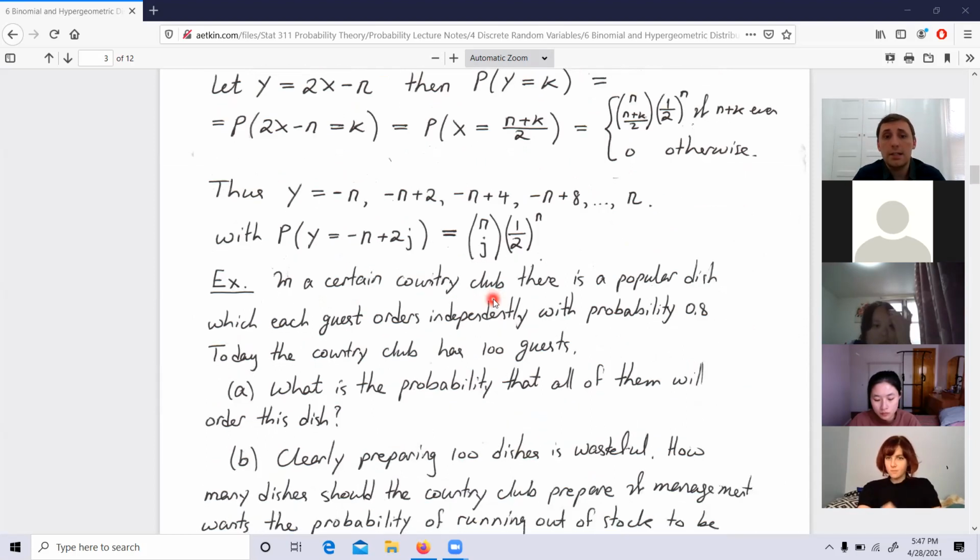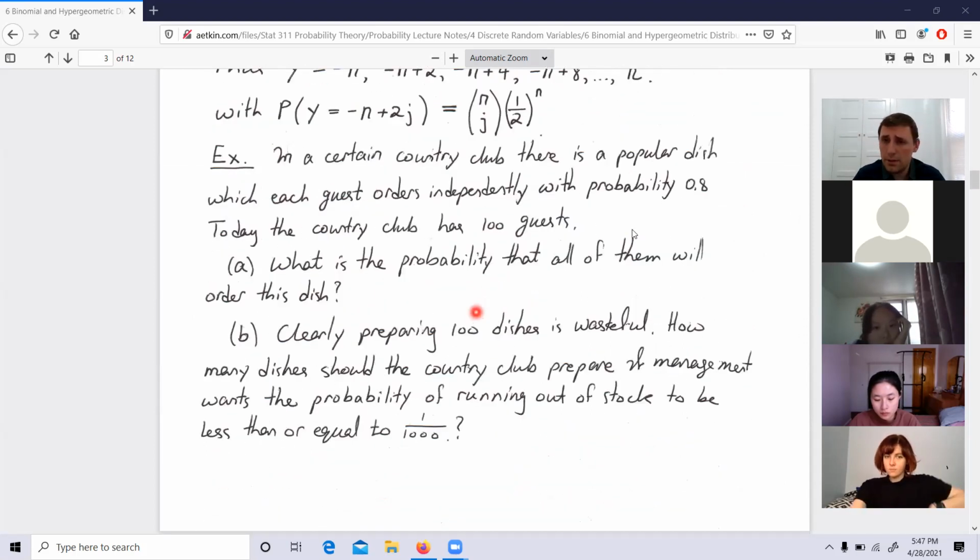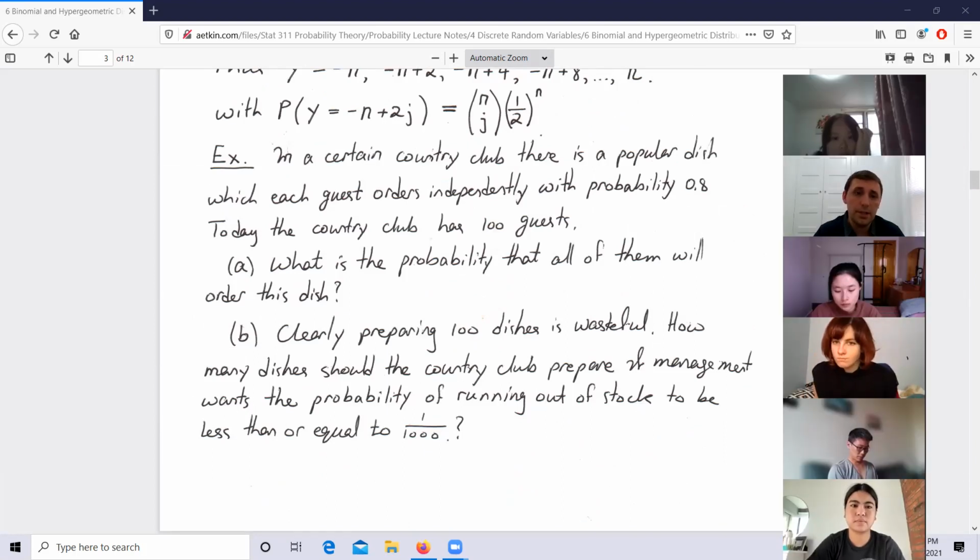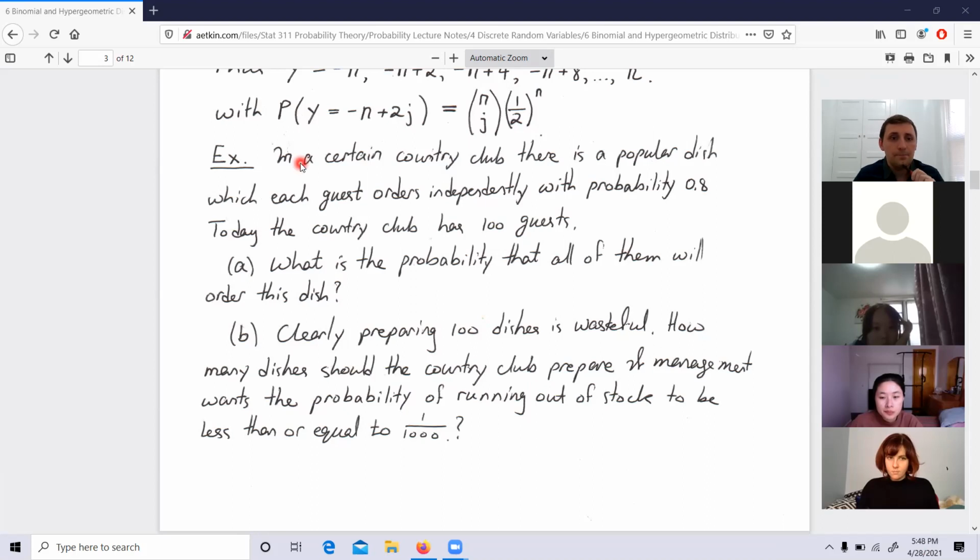All right, here, guys, is something I was always marveling at. Have you ever been in a country club or in a place where you have a lot of people and the food is pre-ordered? It always surprised me that there seemed to be always just the right amount of food, or maybe there's a lot of wastefulness, right? So then I thought something like this.